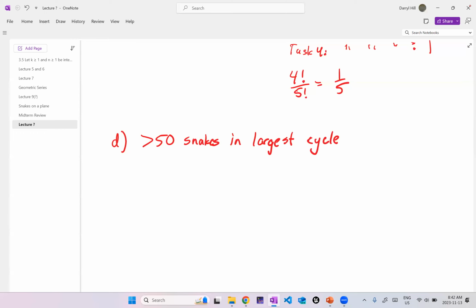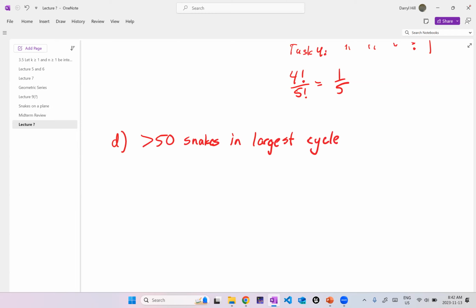Okay. So one thing to note is that if there's more than 50 snakes in the largest cycle, then the largest cycle is unique, right? I cannot have 2 large cycles of 51 because they're closed, right? So if I have a cycle of 51, the next biggest cycle I can have is 49, right? So the fact that there's greater than 50 snakes means that the largest cycle is unique and I don't have to worry too much about double counting things.